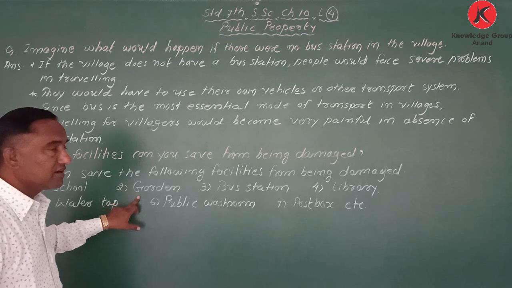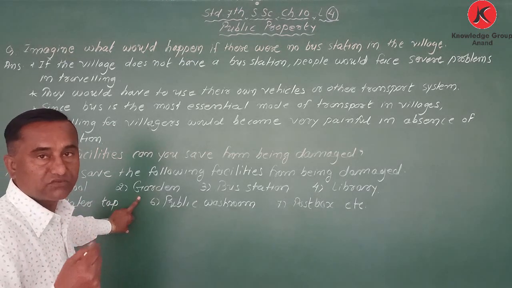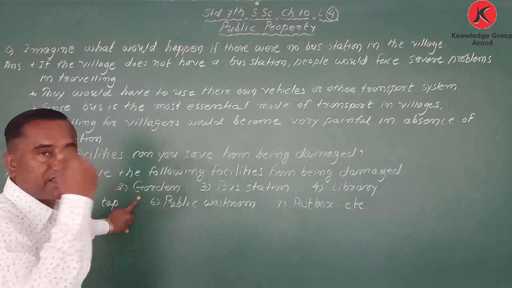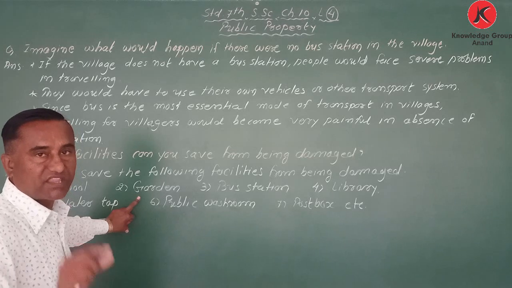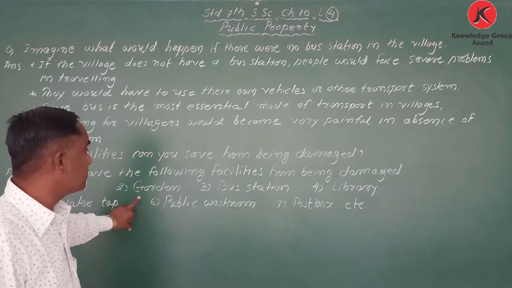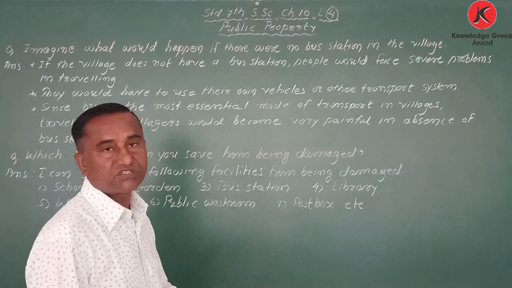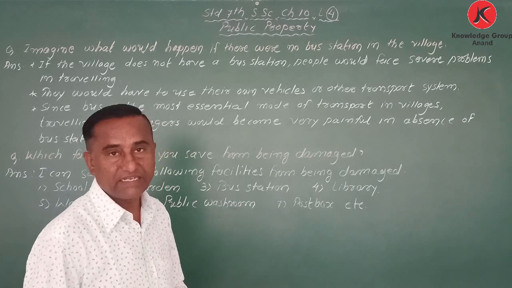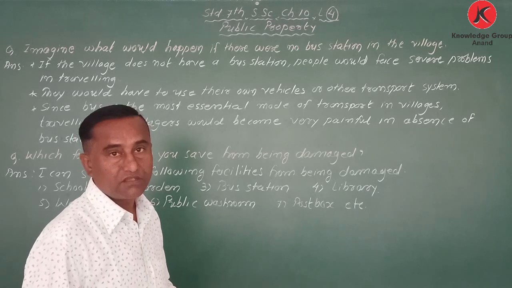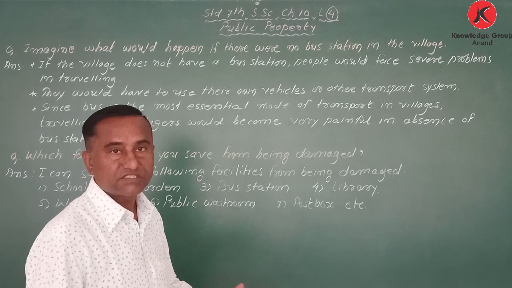Second one, garden. In a garden, sometimes we pluck flowers, we remove plants, and sometimes unnecessarily we just take a leaf. So we are just damaging it. Third one is bus station. We have to save the bus station and keep it clean, because nobody likes to stand in a dirty place.